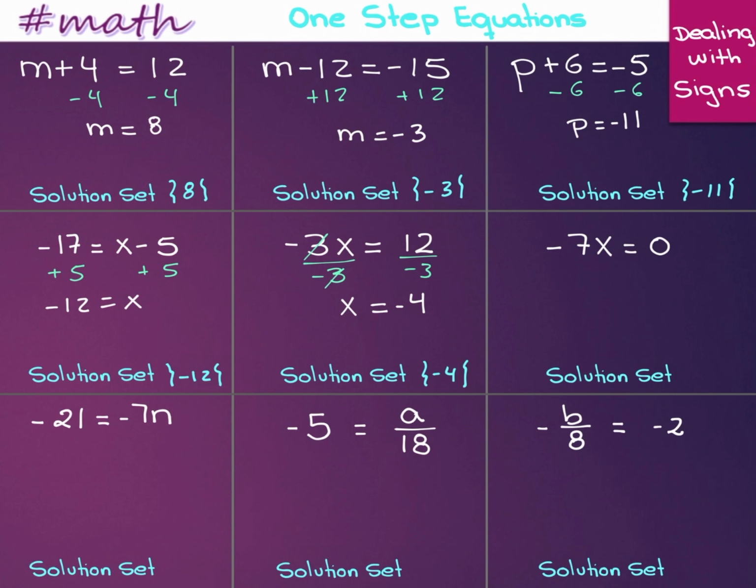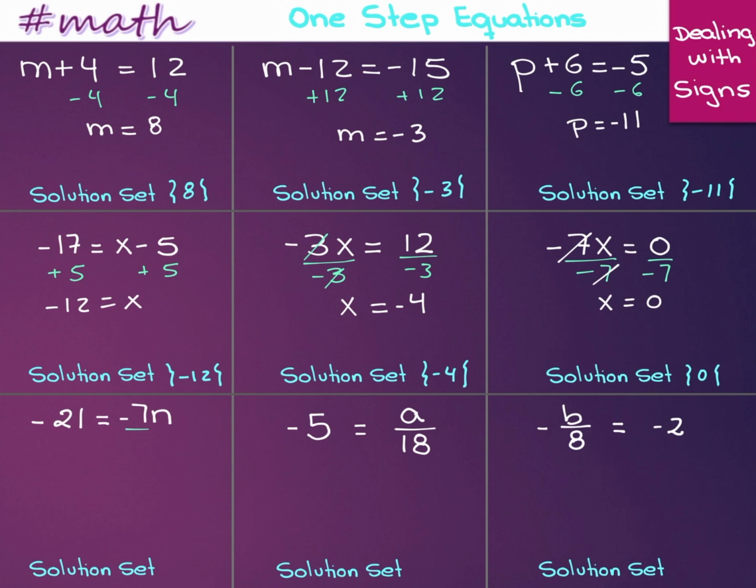Now we have negative 7 times x equals 0. Same case. We divide both sides by negative 7. Negative 7 and negative 7 cancel out. We get x equals 0. And so the solution set is the set containing the number 0.